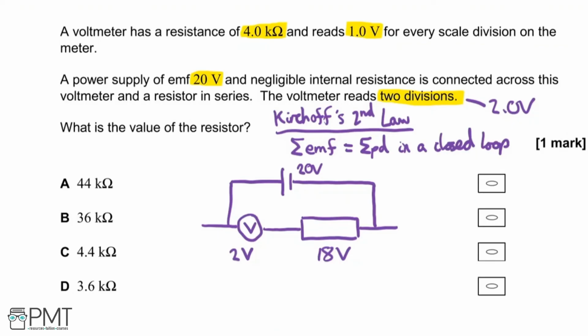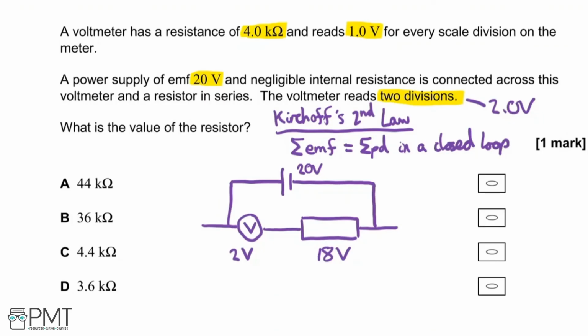Now, what's interesting about this is that the resistances actually fall into the same ratio as the voltages. So the ratio of the potential difference across the voltmeter to the potential difference across the resistor is the same as the ratio of the resistance of the voltmeter compared to the resistance of the resistor, because it's all to do with the amount of energy that it's taking out of the circuit. So they're at a 2 to 18 ratio.